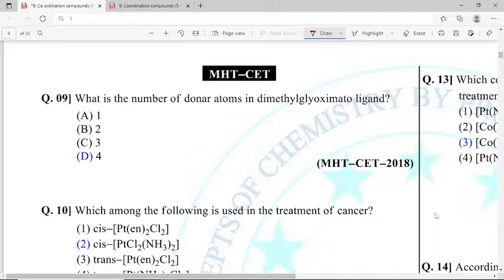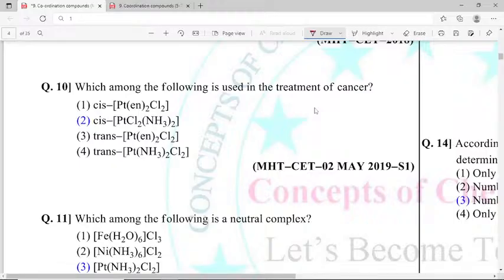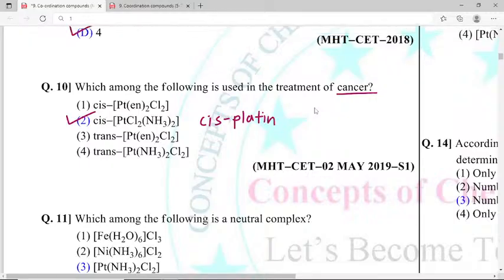What is the number of donor atoms in DMG? DMG is the ligand. DMG. So this is that's a 4. DMG, donor atoms. Next is which among the following is used in the treatment of cancer? Cisplatin. So this is called as a cisplatin. Cisplatin is the answer. Cisplatin is used as an anti-cancer, treatment of cancer.